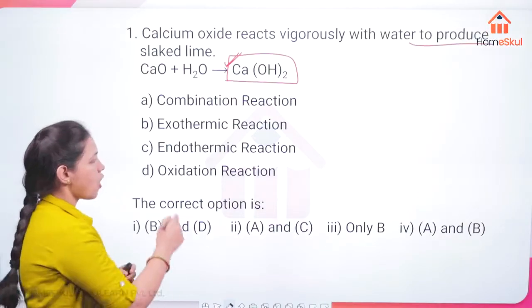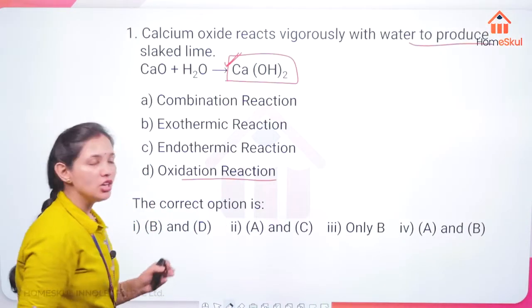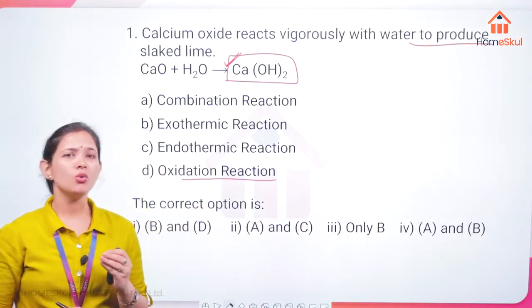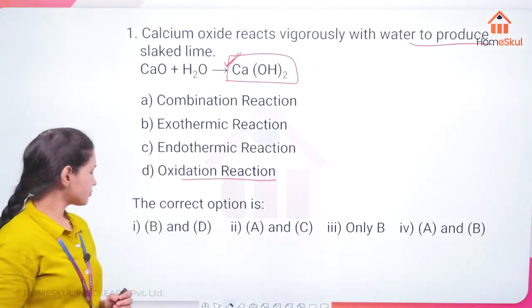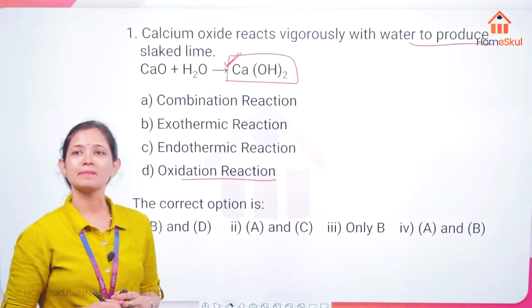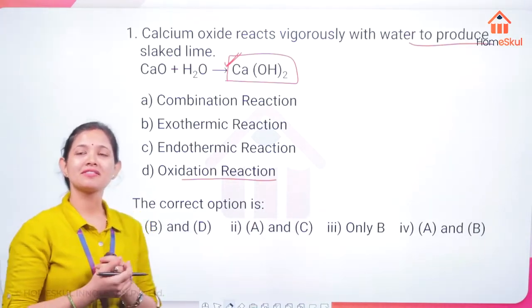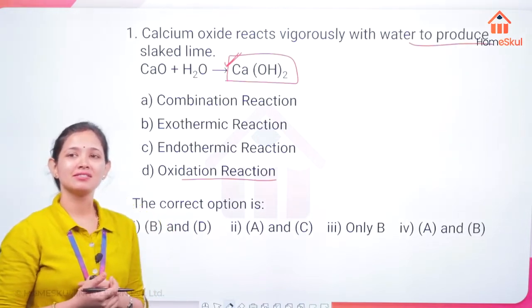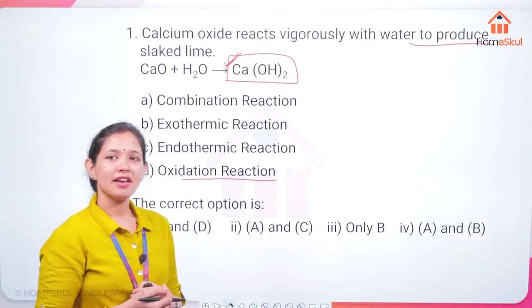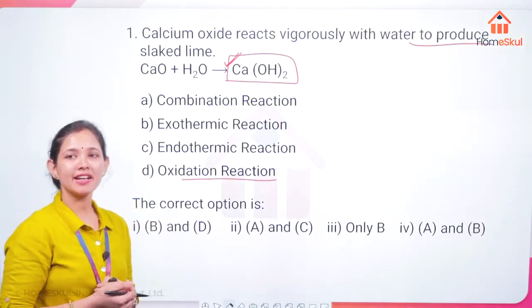And D is oxidation reaction. You have to choose the correct answer. Will you please tell me which is the correct answer here? 1, 2, 3. Which one? You can type it. A and B. Very correct, Diya.